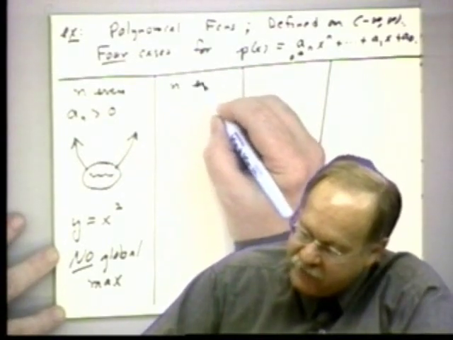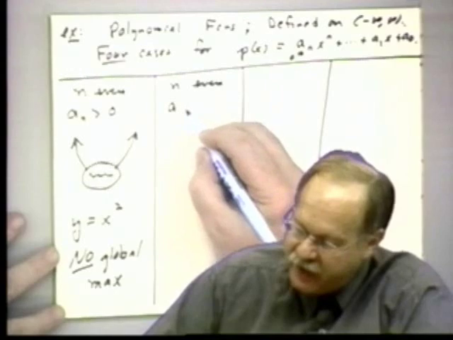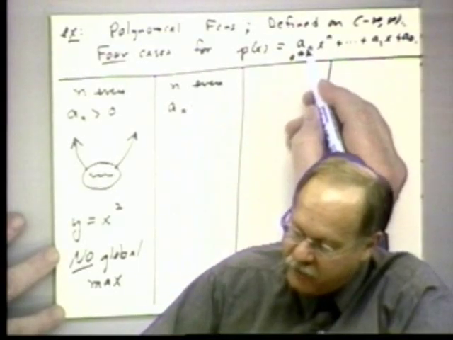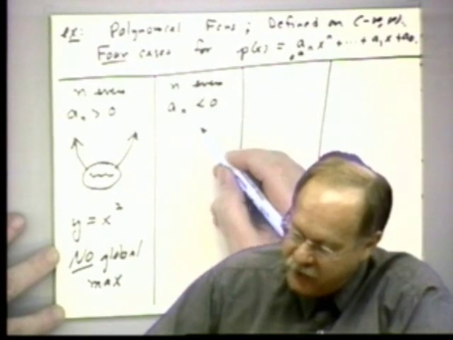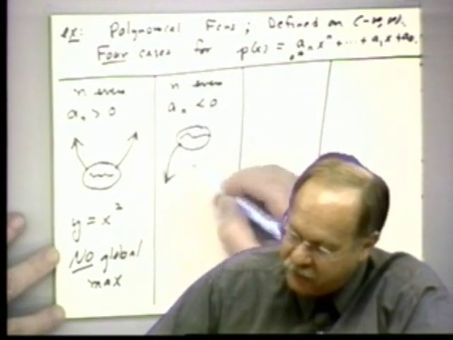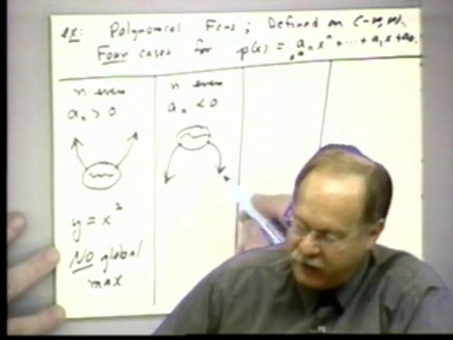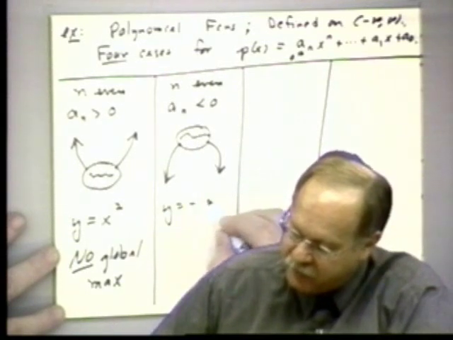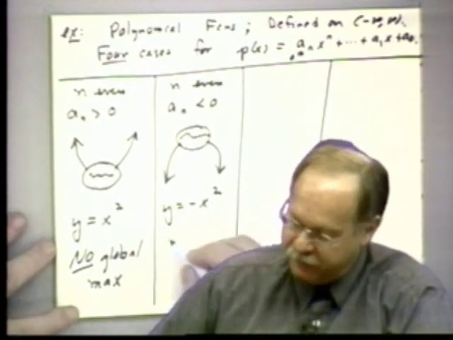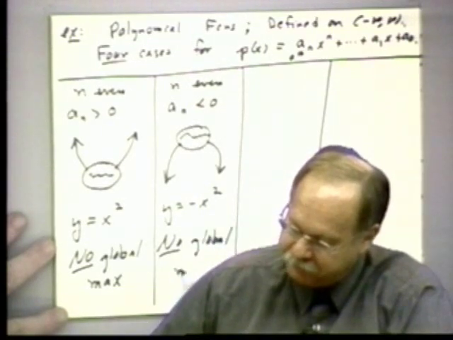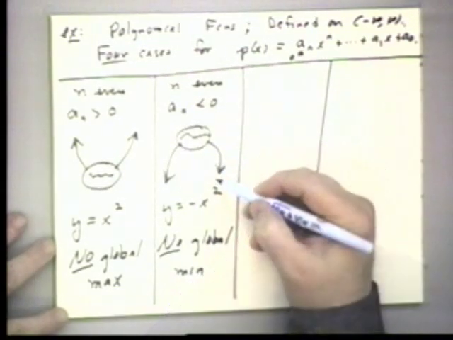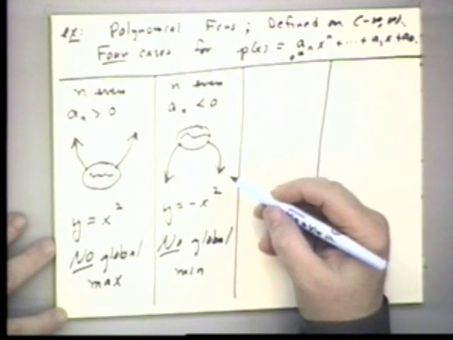If n is even again, and this time a sub n, the leading coefficient here, is less than 0, then all it does is flip this over. So the function does something in here, but on the far ends it goes down. So y equals minus x squared is a perfect example. And this is an example of no global minimum. There is no point on the curve which is the lowest point.